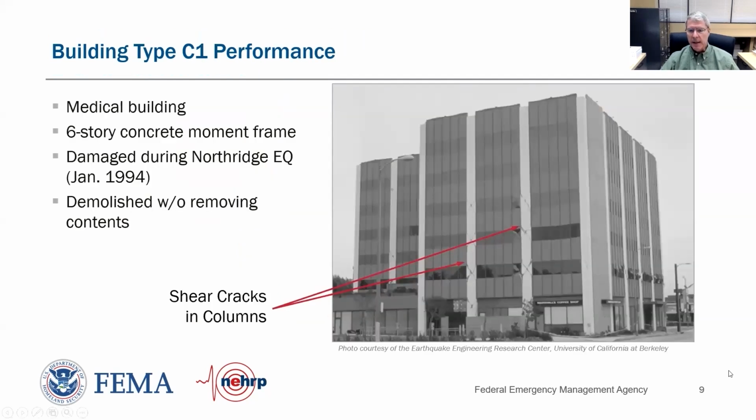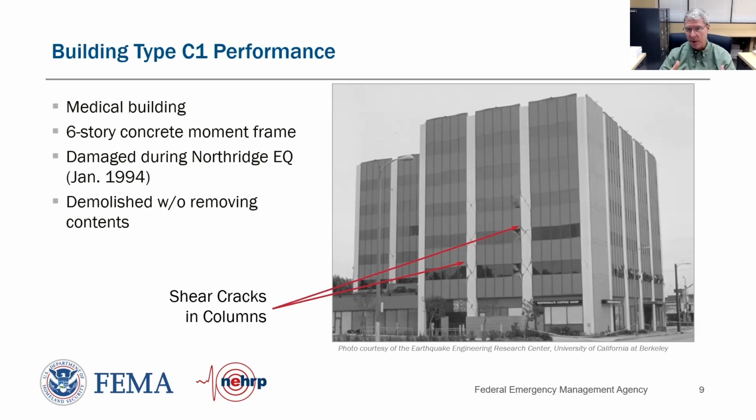So here's a good example of that. This is a photograph of a 6-story building that underwent the 1994 Northridge earthquake in Southern California. And it's a concrete moment frame building. It had a glass curtain wall infilled between the columns, which changed the relative dynamics and response of the building to the earthquake.